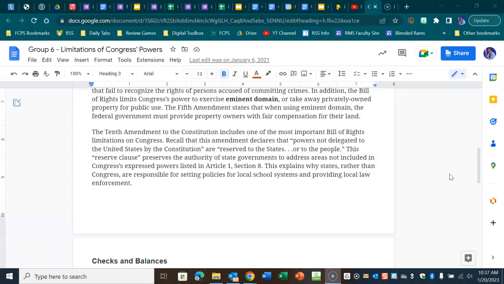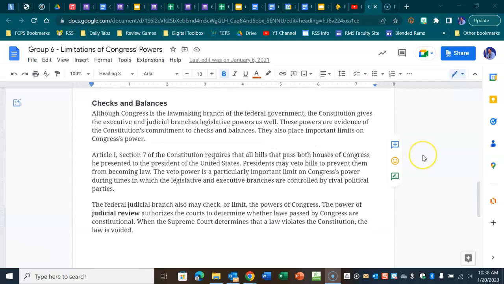This reserve clause preserves the authority of state governments to address areas not included in Congress's express powers listed in Article 1, Section 8. This explains why states rather than Congress are responsible for setting policies for local school systems and providing local law enforcement.